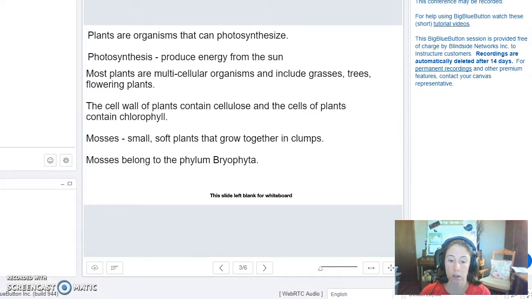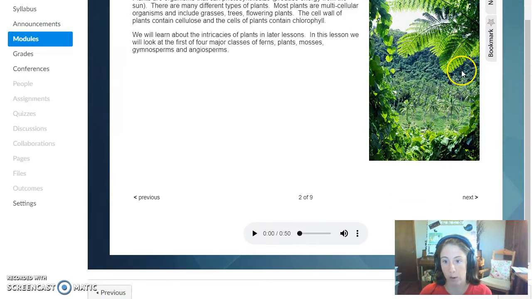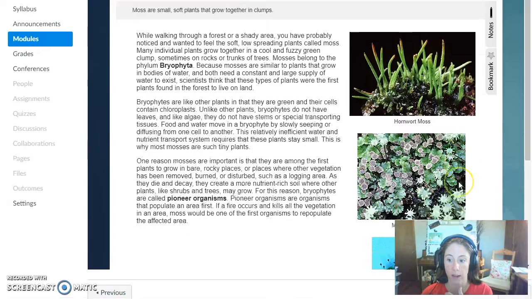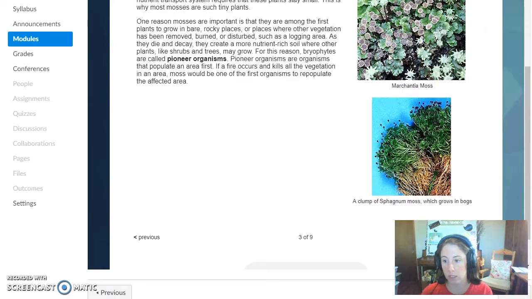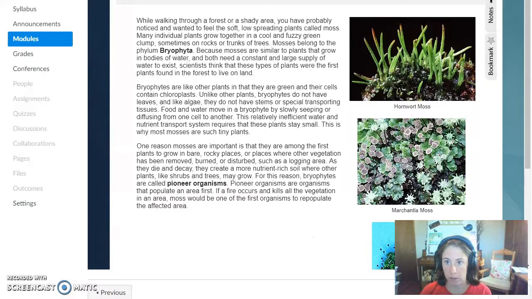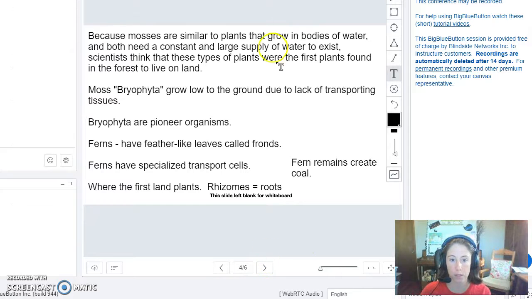So first we are going to talk about mosses. Mosses are small soft plants that grow together in clumps, and mosses belong to the phylum Bryophyte. All right. So in this picture here, what they're showing is just some typical plants. They're not showing any mosses, but I will pop over to our mosses so that we can just get a general picture of that. So we've got some different mosses here. Of course, you can see those in the lesson, but you've got some different mosses here just for you to kind of view and associate with the term. All right, back to our notes.